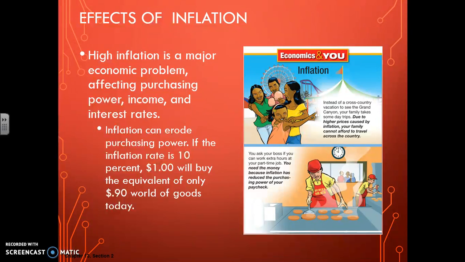And then we look over here. It says instead of a cross-country vacation to see the Grand Canyon, your family takes some day trips. Due to higher prices caused by inflation, your family cannot afford to travel across the country to the Grand Canyon. So you settle for those lower cost trips, the closer ones. You ask your boss if you can work extra hours at your part-time job. Cool. You need the money because inflation has reduced the purchasing power of your paycheck. Not cool. So your money's not going as far as it was before, and you need to work more hours to get more money to buy the same things that you bought before.